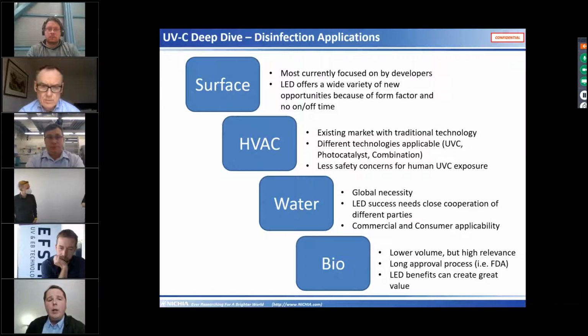Then we have HVAC. This is the classic air purification, which you can find in public transportation, offices, but also in every environment where air filtering and air disinfection is a thing.